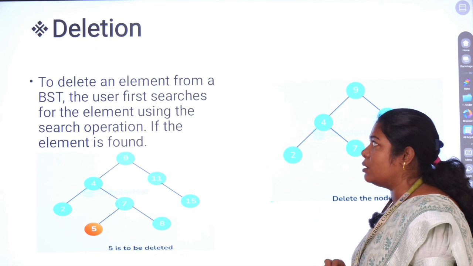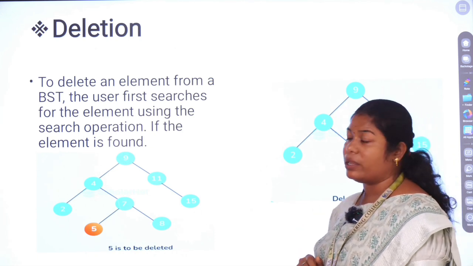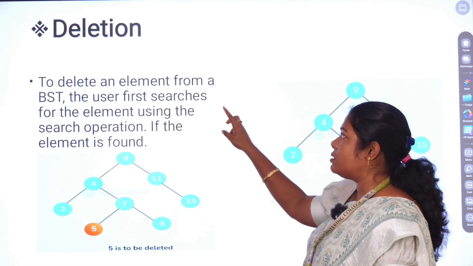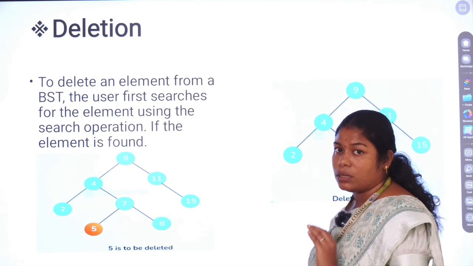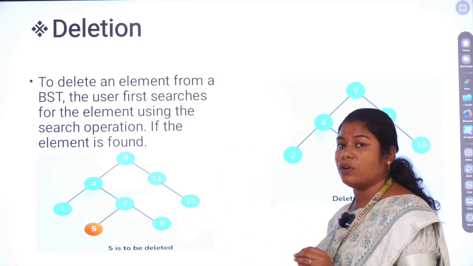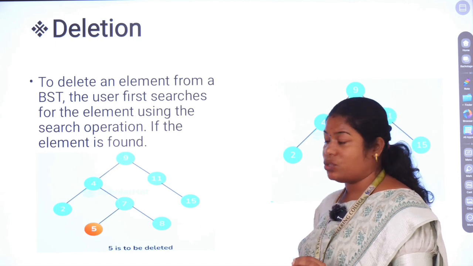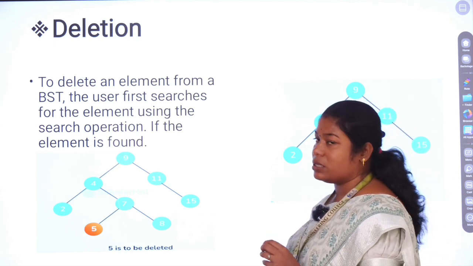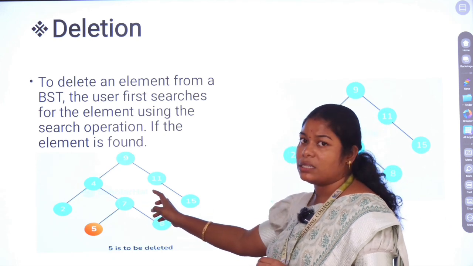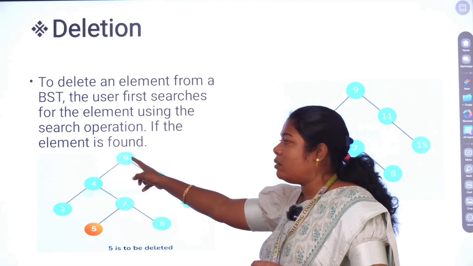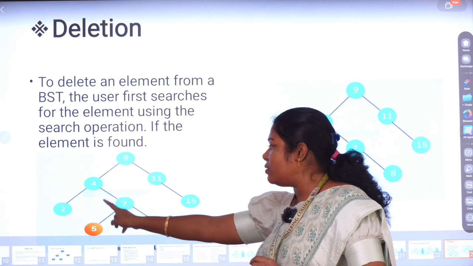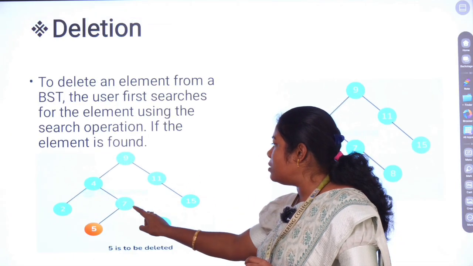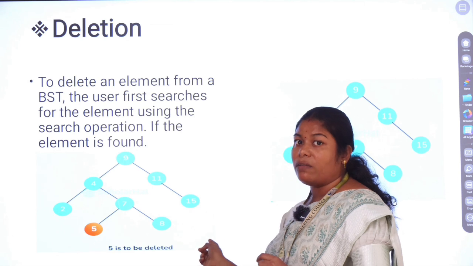Next one is deletion. To delete an element from the binary search tree, the user first searches for the element using the search operation. Through the search operation only, the deletion operation is performed in a binary search tree. If the element is found, what we did in searching is compare the element which is going to be searched with the root node. If it is smaller, it means left subtree. If it is larger, it means right subtree. This is the way we process, right?